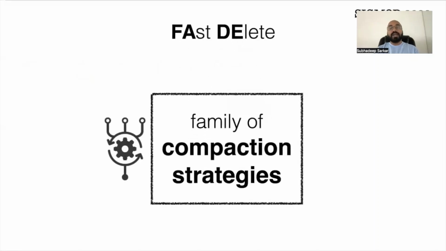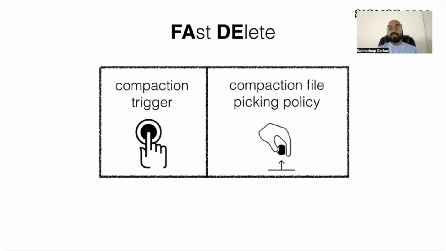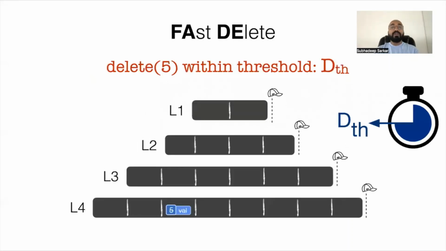To solve this problem, in our SIGMOD paper from 2020, we introduced FADE, which stands for fast delete. Essentially, FADE is a new family of compaction strategies that uses a new compaction trigger and a set of new file picking policies. So how does FADE work?